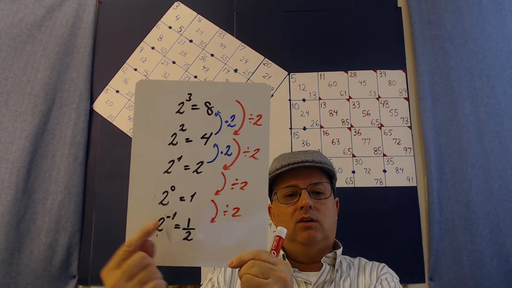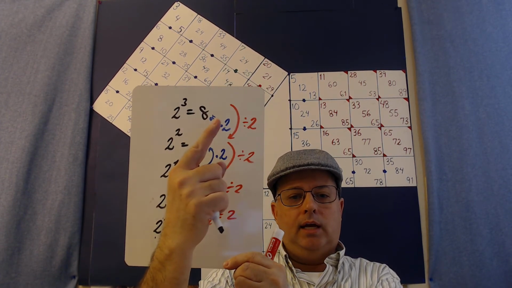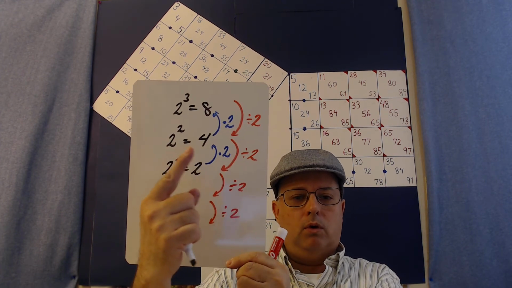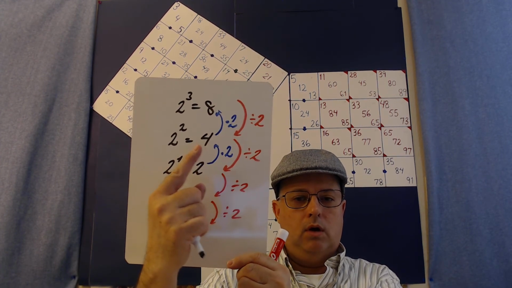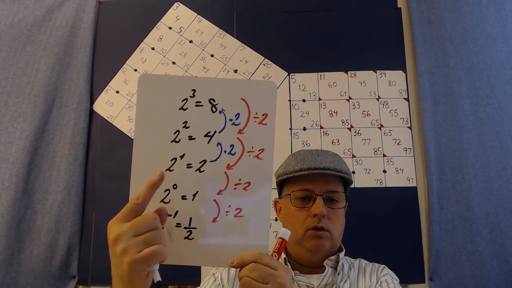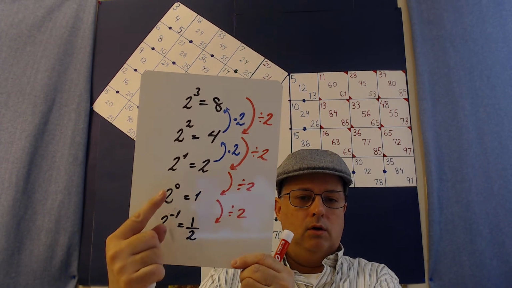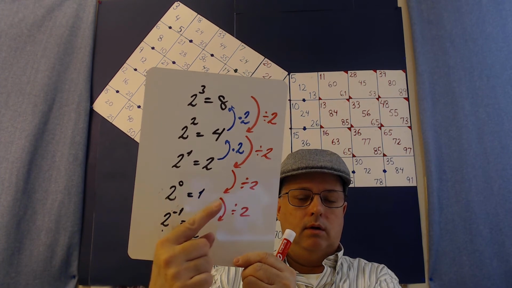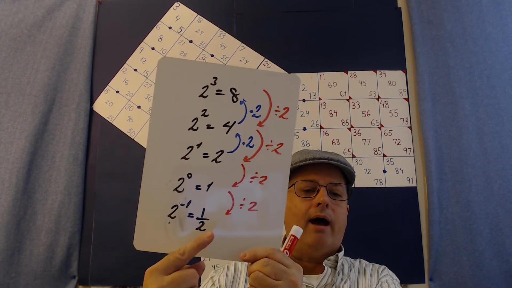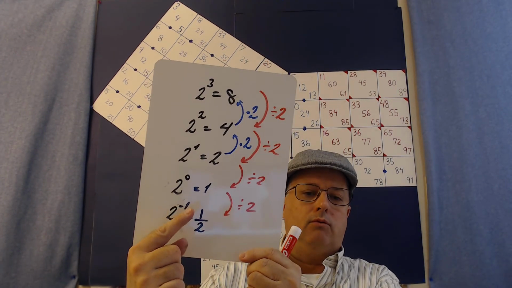Okay, so 2 to the third is 8. 8 divided by 2 is 4. So 2 to the second is 4. 4 divided by 2 is 2. So 2 to the first is 2. 2 divided by 2 is 1. So 2 to the 0 is 1. And 1 divided by 2 is a half. And so 2 to the negative 1 is a half.